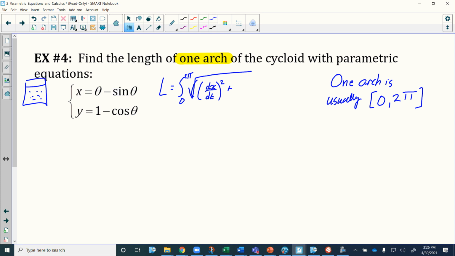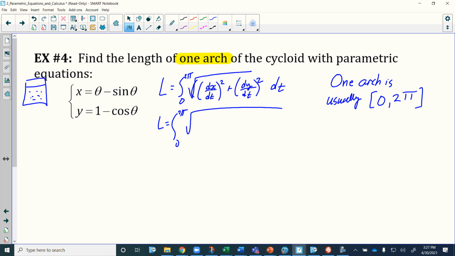Squared plus (dy/dt) squared with respect to time. That's essentially what we're looking at. That's the formula that they gave us. So let's figure out what the derivatives of those are. And here we're going to go from 0 to 2 pi, square root.